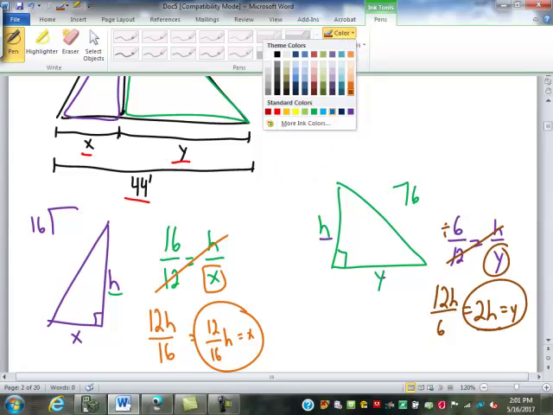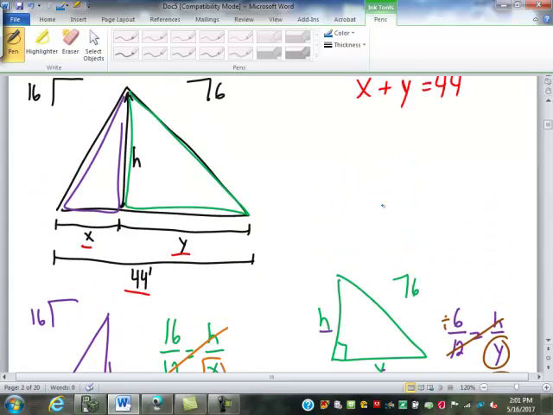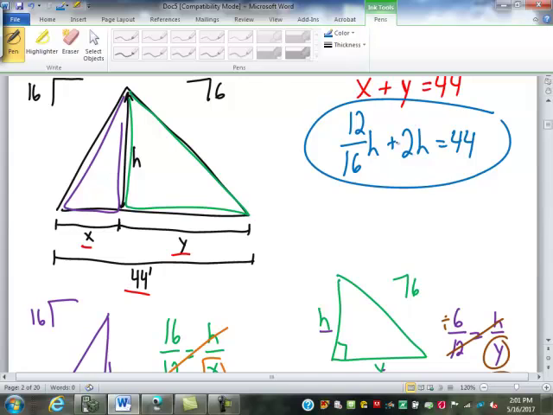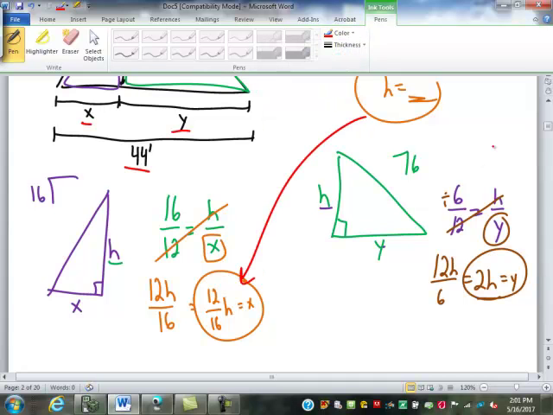So what I can do is come back up here. x is 12/16 h. y is 2h. x plus y equals 44. I can solve that equation for h. Once I know what h equals, I can use that to come down here and find x, and to put it in here for h to find y.